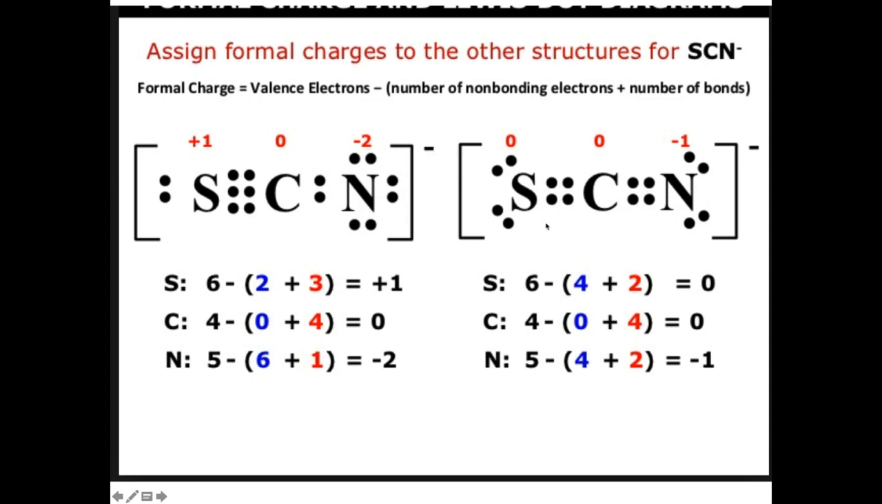The other form of SCN- is this one here, where everything is double bonded. You can see that sulfur starts off with 6, and we have 4 lone pairs and 2 bonds, so it's 0. Carbon is also 0, and nitrogen is going to be -1. So the overall charge on both structures is -1, but this one is usually considered the slightly more advantageous structure, given there's 0 charge on the sulfur, 0 charge on the carbon, and just a -1 on the nitrogen.